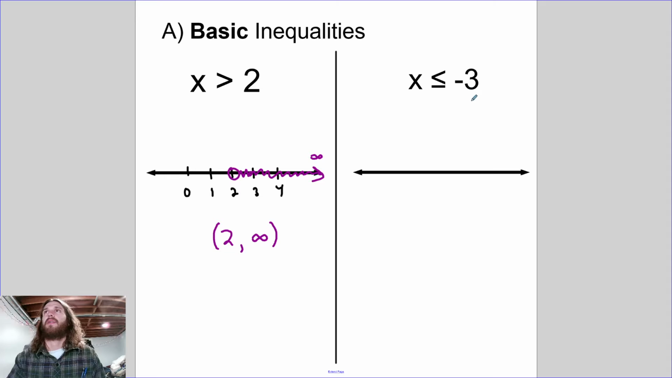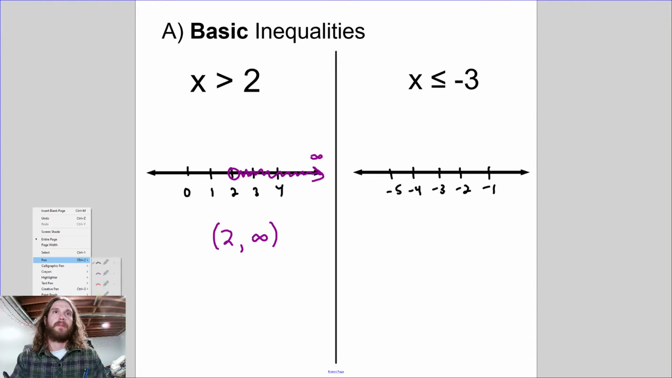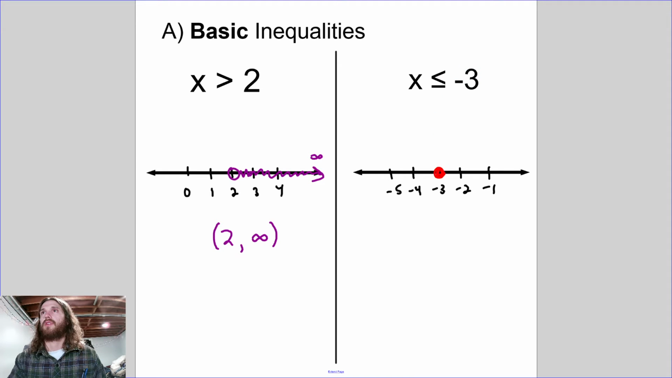X is less than or equal to -3. We'll put -3 in the middle. -2, -1, -4, -5. We'll grab a color. How about red? Okay, -3 is our boundary, so we'll put a closed circle on -3, and we're going to shade everything to the left.